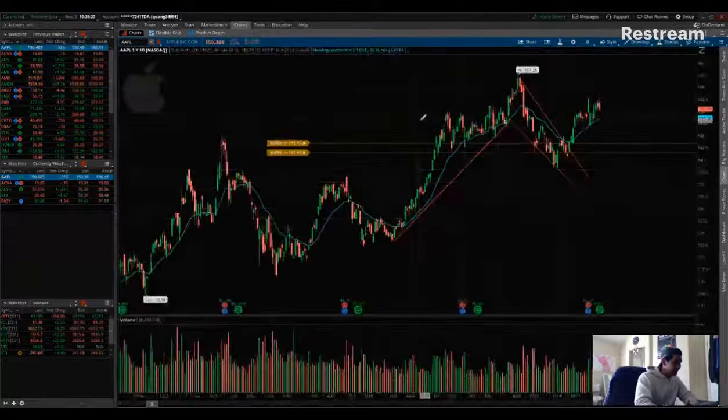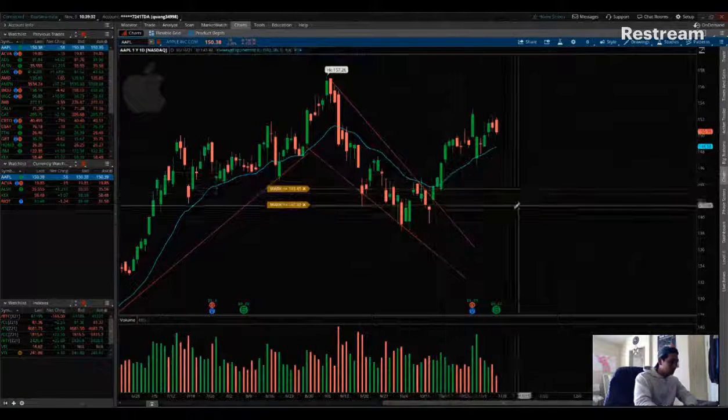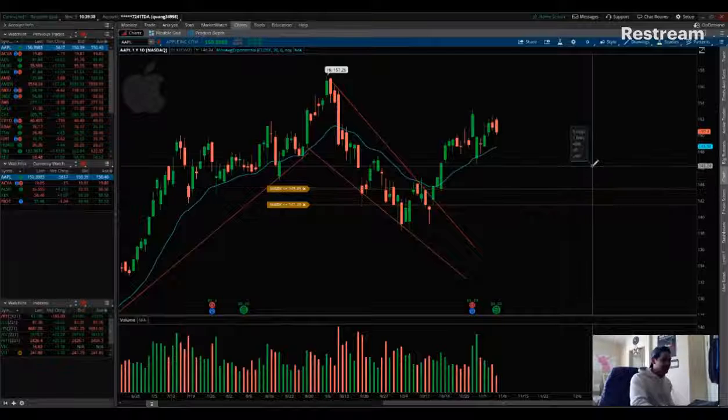But in this case, we have this descending flag right here, bounce off the EMA, which gave me a good sign that I could probably get into it on the daily chart as well. And this is what happened. We broke above the EMA as we broke above my trend line, and boom, we've been going up ever since. So that to me is a flag right there.